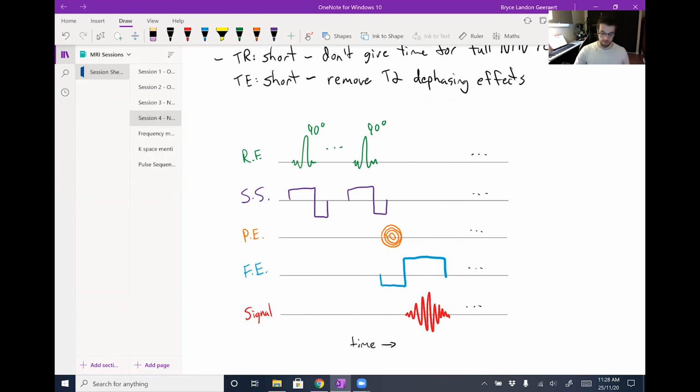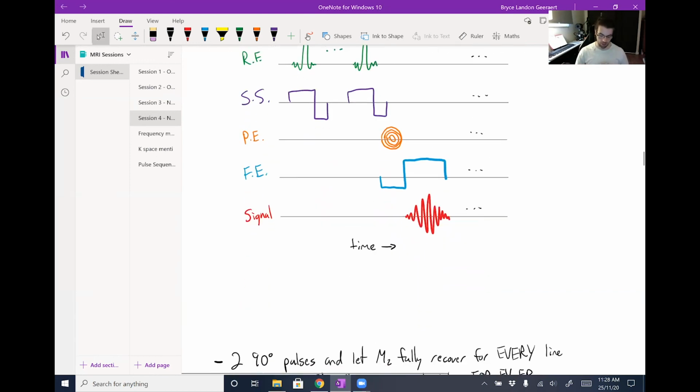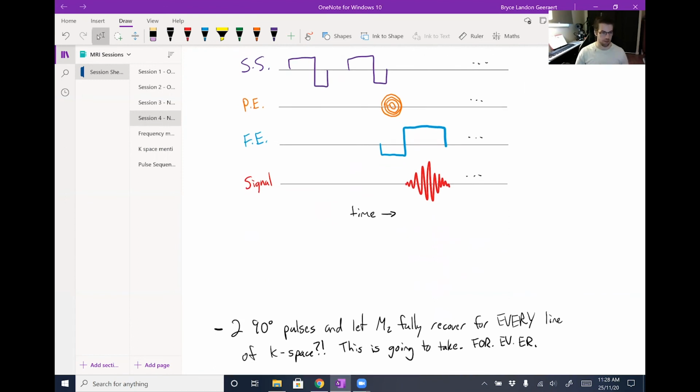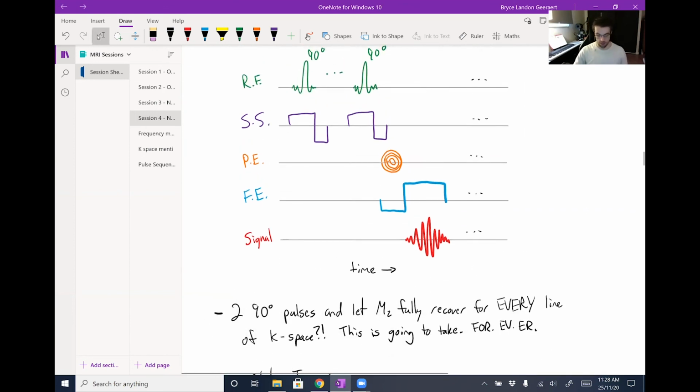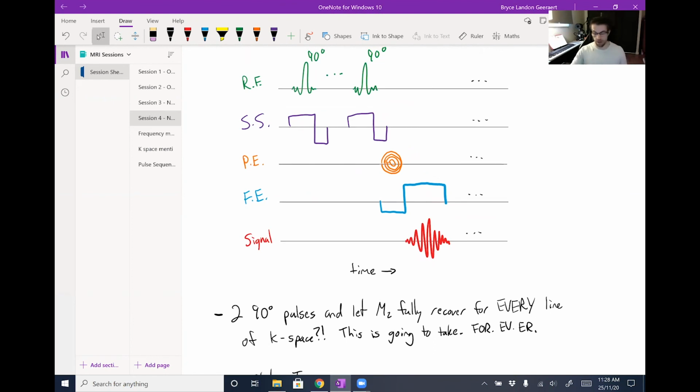So now we've added even more time to our imaging sequence, right? We've got to wait for two pulses to occur. After that second pulse, we have to wait enough time for the NMV to fully recover between tissues in order to make sure that our next set of two pulses generates the same kind of contrast. Essentially, this is going to take forever if we're recording 100 or 200 lines of k-space. It's going to take so much longer because we've essentially doubled the amount of time we have to wait for our signal to be prepared in order for us to actually image it.